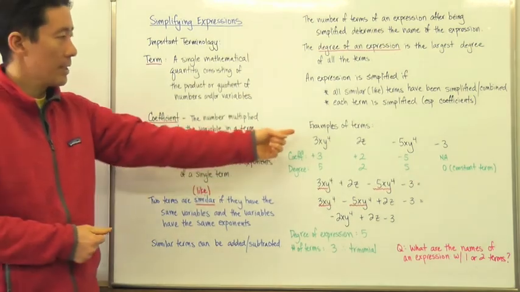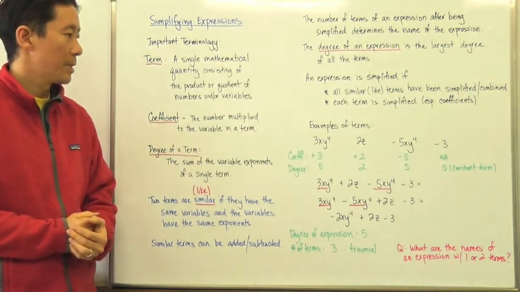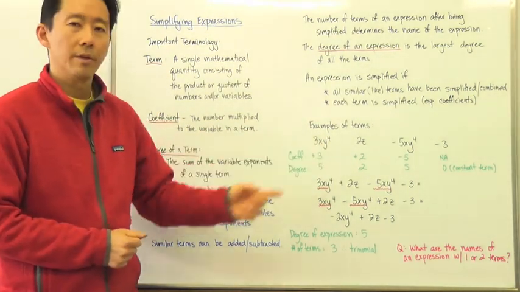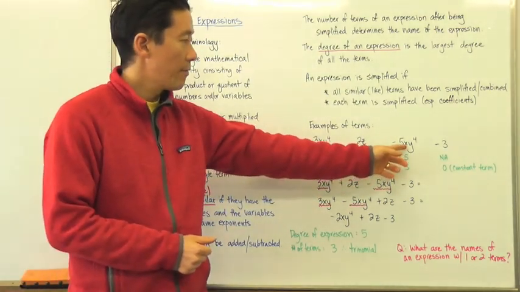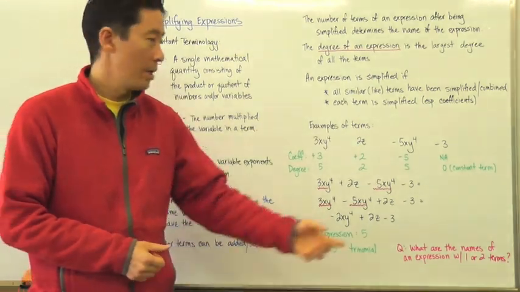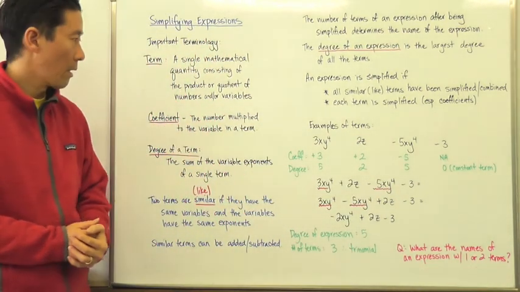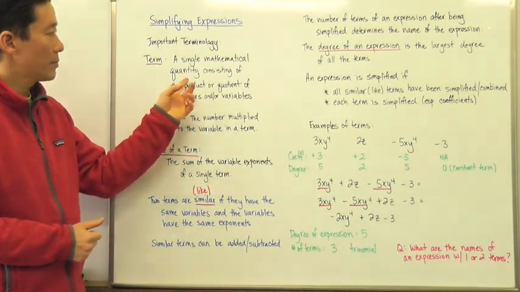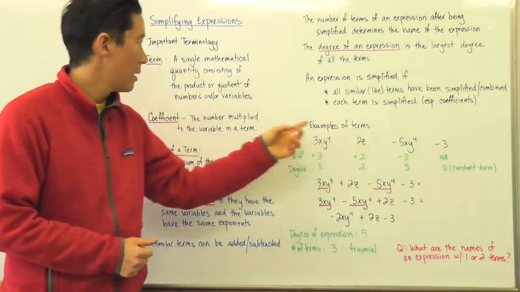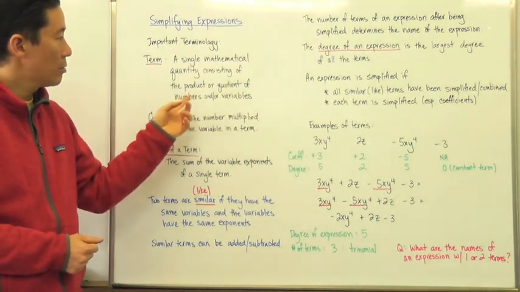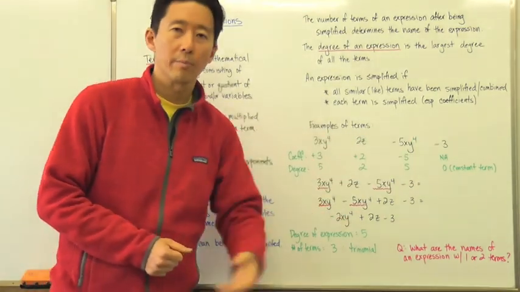So let's take a look at some examples of terms: 3xy to the fourth, 2z, negative 5xy to the fourth, and negative 3. Notice each one of these represents a quantity, and it is the product or quotient of numbers and/or variables.